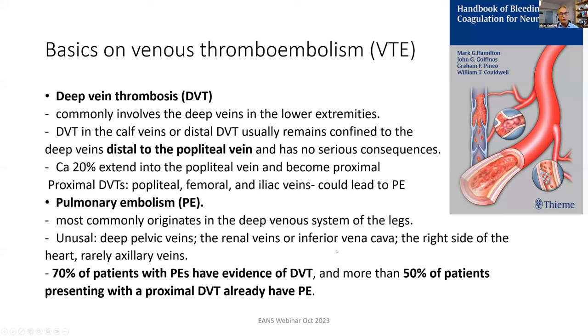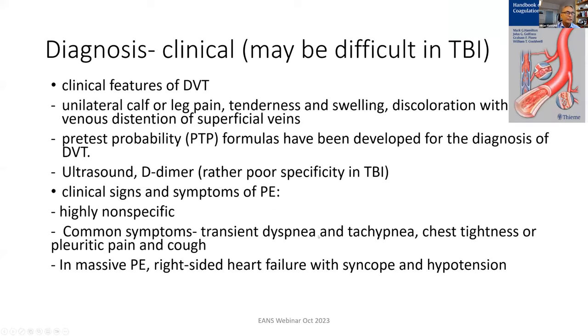I will not go much into the diagnosis, but of course the clinical features: you have cough or leg pain, difficult to assess in the severe TBI patient, tenderness, swelling, discoloration, etc. And maybe you have it in your own hospitals, there are some formulas developed to diagnose this. We don't use D-dimers, they're quite unspecific in TBI. The same goes for pulmonary emboli, the symptoms are non-specific.